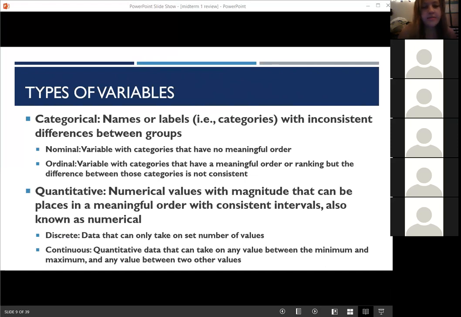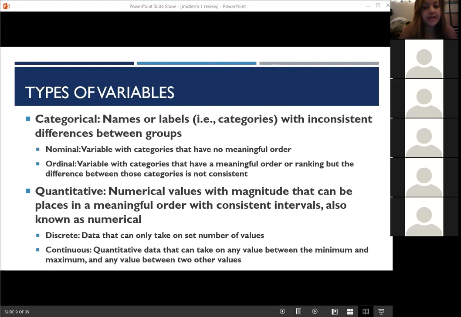So any type of class ranking, anything like in the Olympics, bronze, silver, gold medals, that would be considered ordinal, because bronze is always before gold, that kind of thing. And then we have quantitative. Quantitative variables always have values attached to them. They have to have a meaningful order, obviously, because numbers always have a meaningful order.